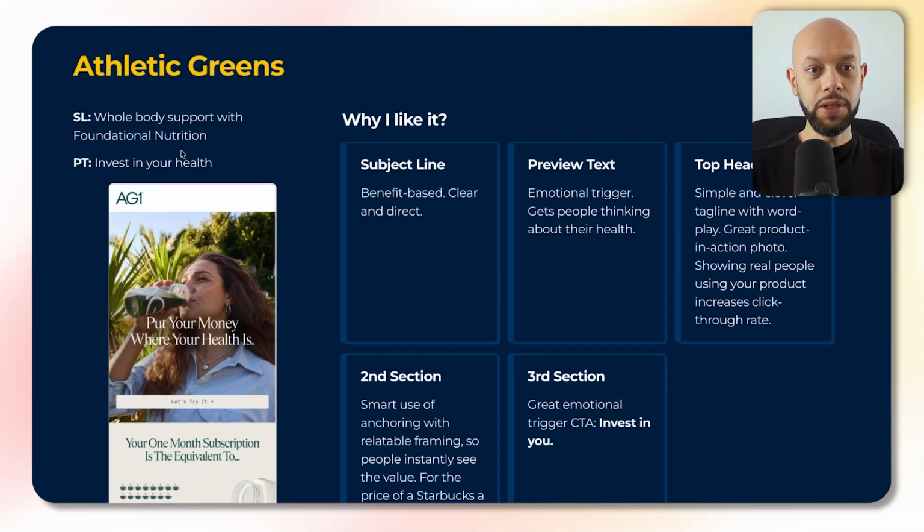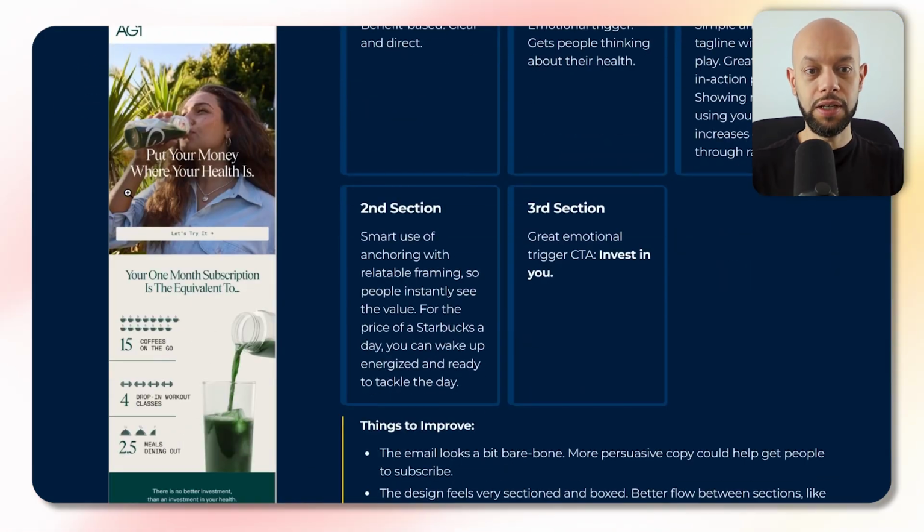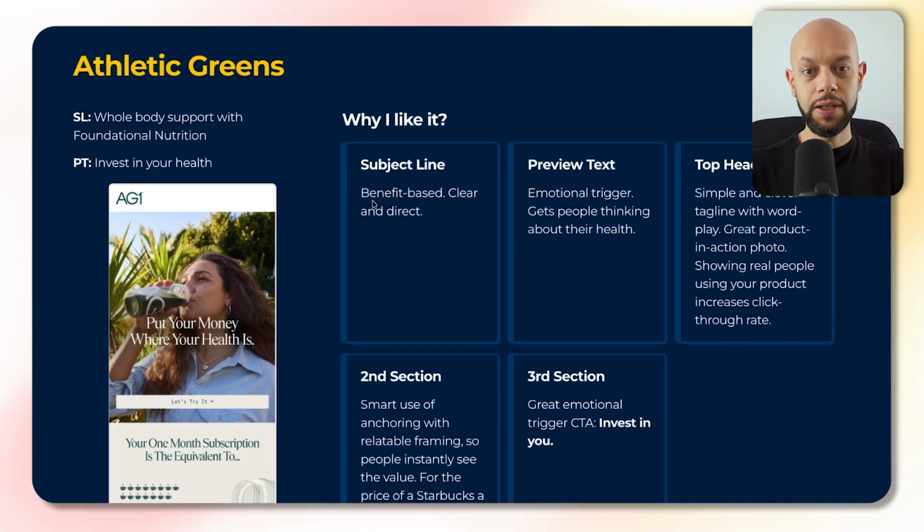The fifth example is from Athletic Greens. The subject line is "whole body support with foundational nutrition," and the preview text is "invest in your health." What I like here is the subject line is benefit based, so clear and direct. The preview text is an emotional trigger, so basically it gets people thinking about their health. The top header is a simple and clever tagline with wordplay. They say "put your money where your health is" instead of where your money is.